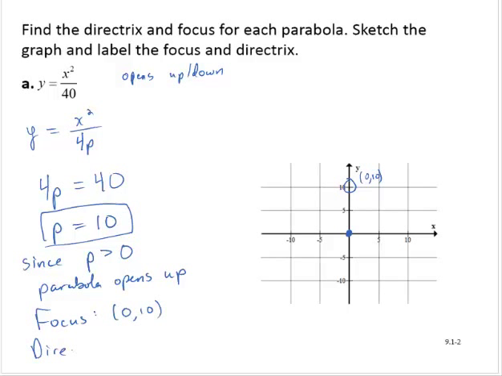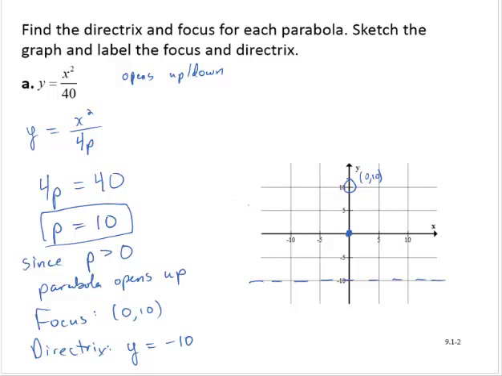And the directrix is 10 units from the vertex, and the directrix is a line that's used to help construct the parabola. So the directrix is at the equation y equals negative 10. And notice again that it's 10 units from the vertex. We could find other points on the curve, but from here we just draw a nice smooth curve of a parabola opening up.